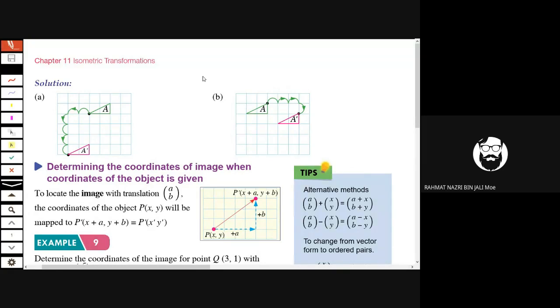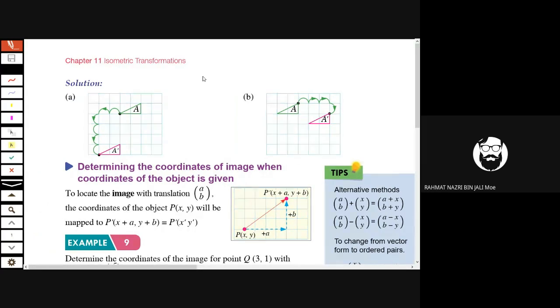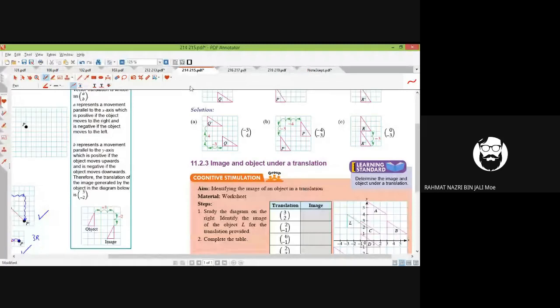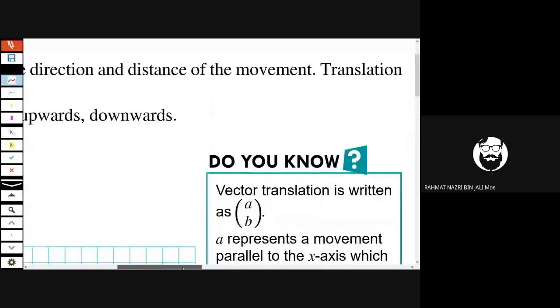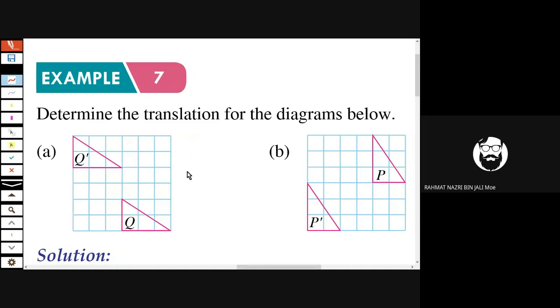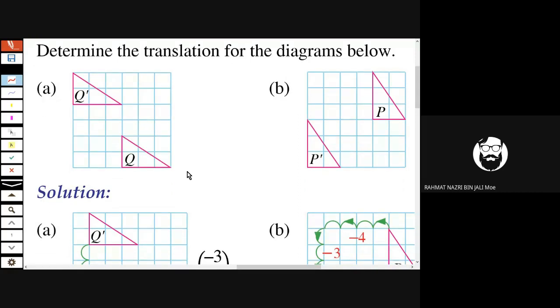Maths classroom. Okey, kemudian kita lihat example 7 tadi, muka surat tadi, page 217. Okay, we discuss example 7. Determine the translation for the diagram below. Ini ialah diagram tadi, kita bincang the point. Sama juga konsep dia.